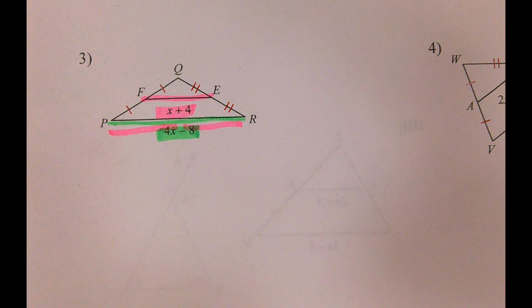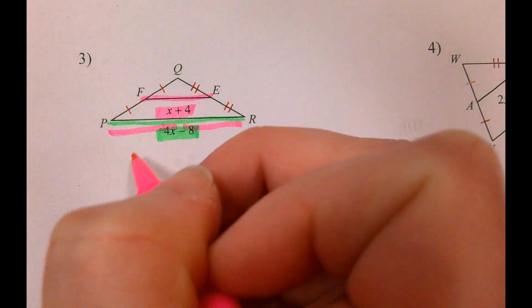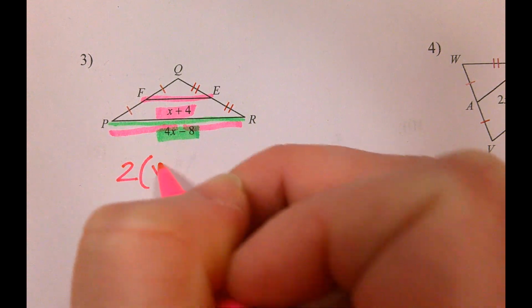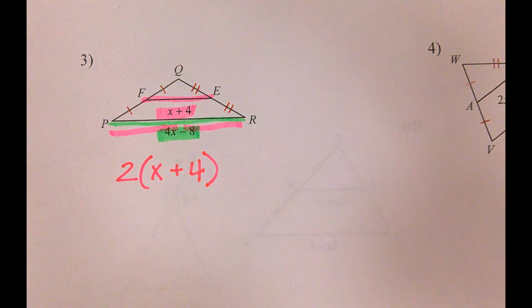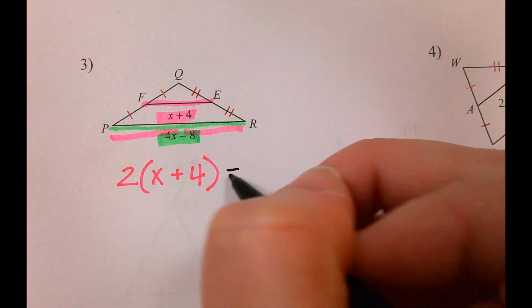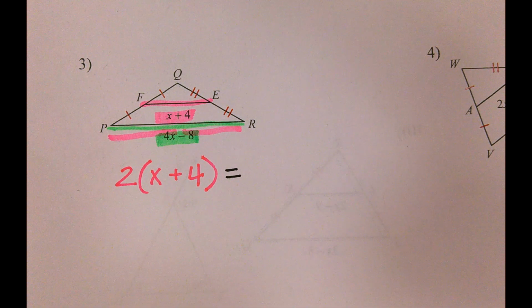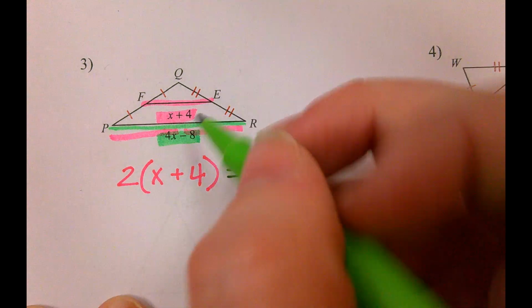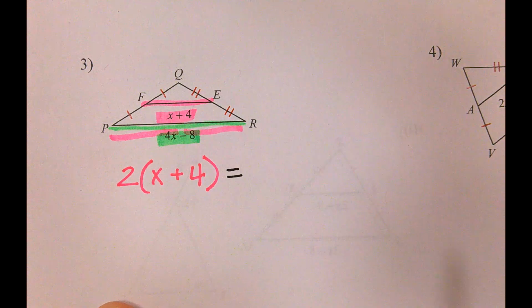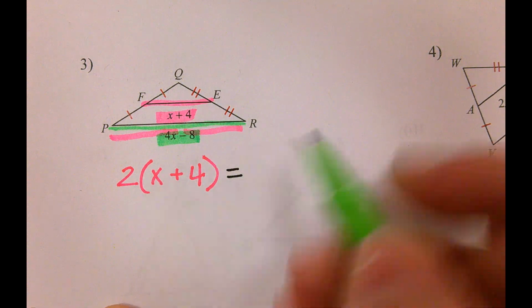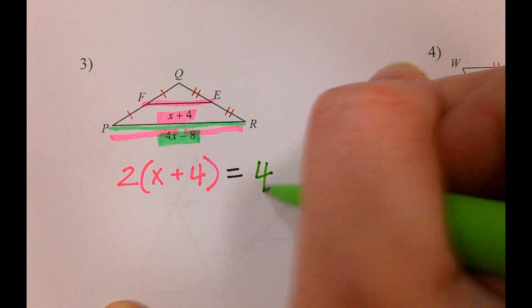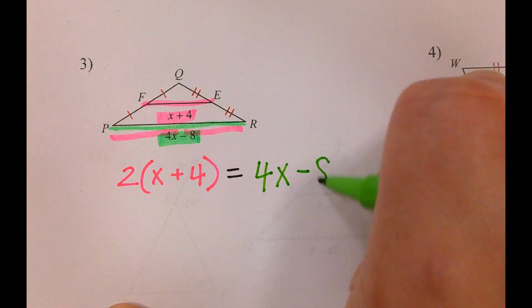So if I wanted to write that out in an equation, how could I do that? What could I write, Jessica? You can do 2 times x plus 4 equals 4x minus 8. Good. 2 times x plus 4 equals 4x minus 8. We are always going to take the shorter section, the mid-segment, and take that times 2 and set it equal to the longer side, 4x minus 8.